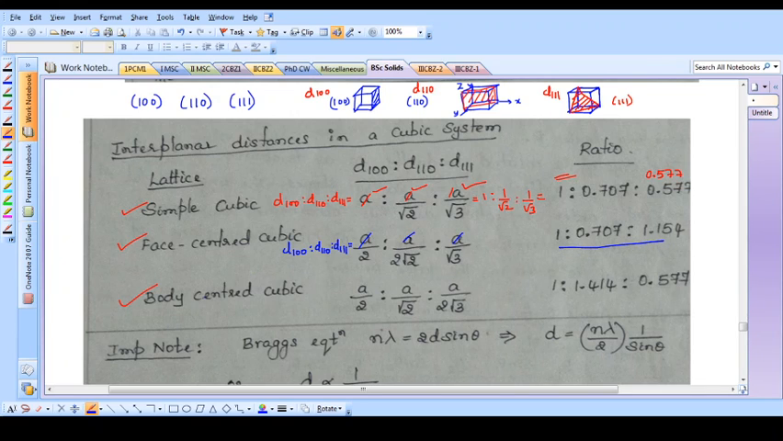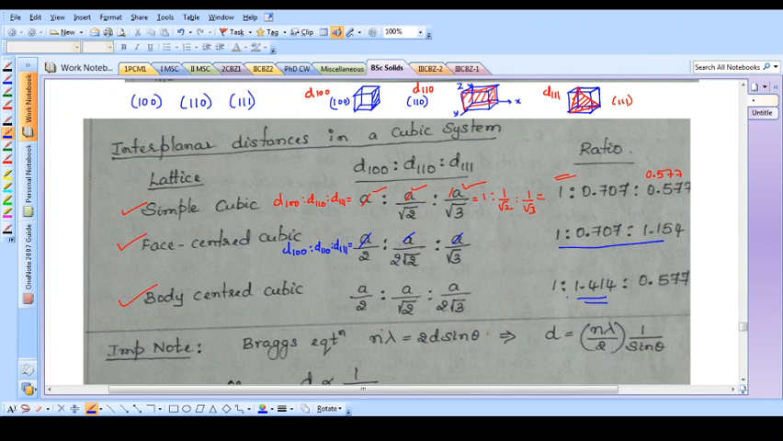And finally, in the body-centered cubic, the ratio of the three distances is A by 2 is to A by root 2 is to A by 2 root 3, which works out as 1 is to 1.414 is to 0.577.